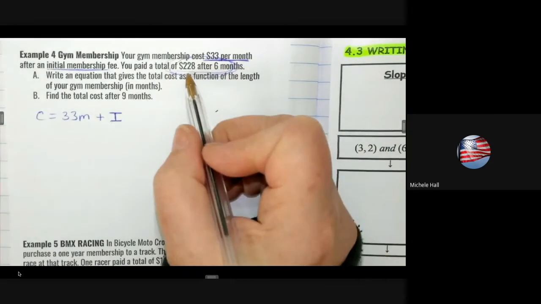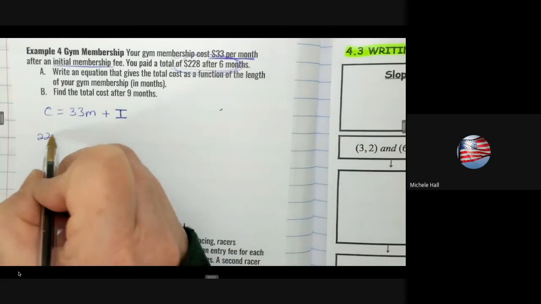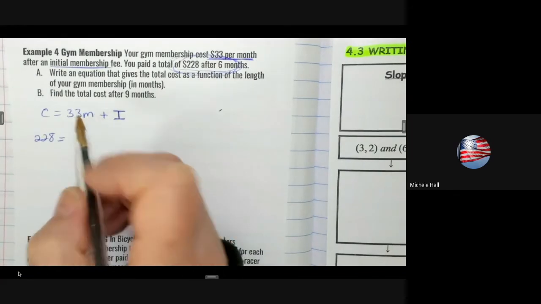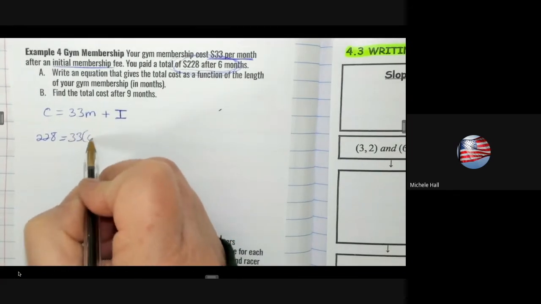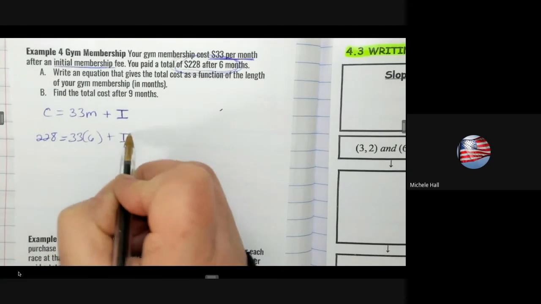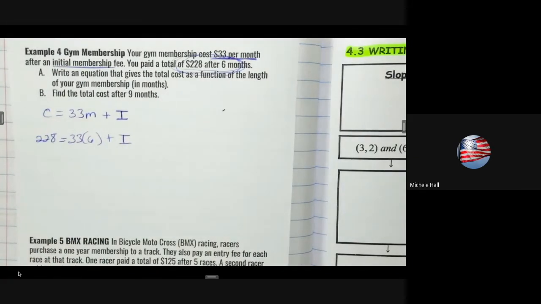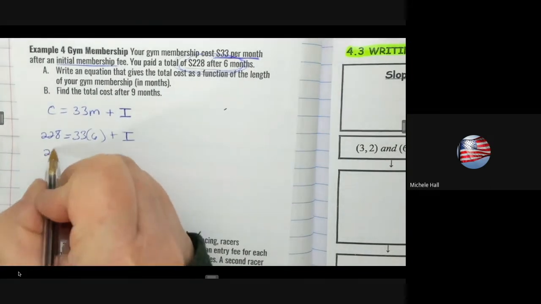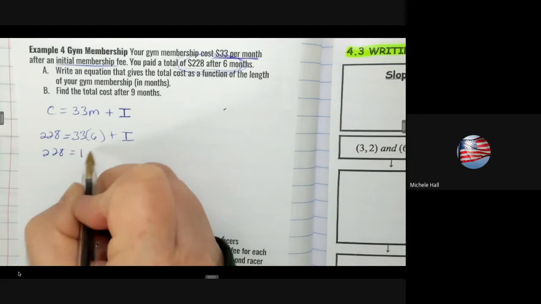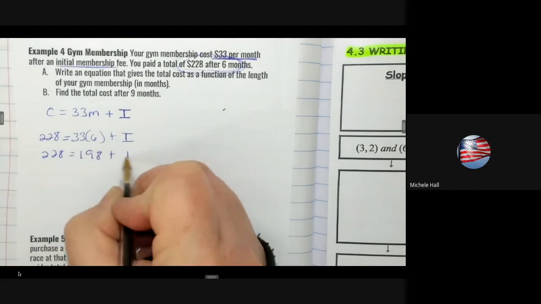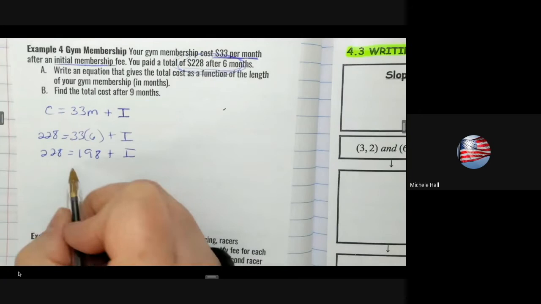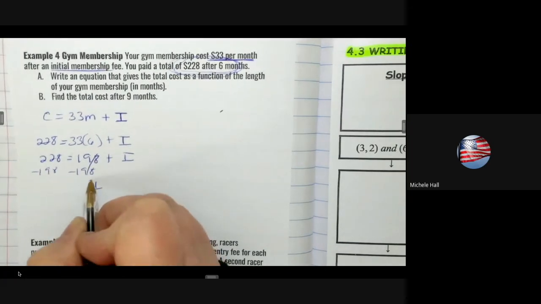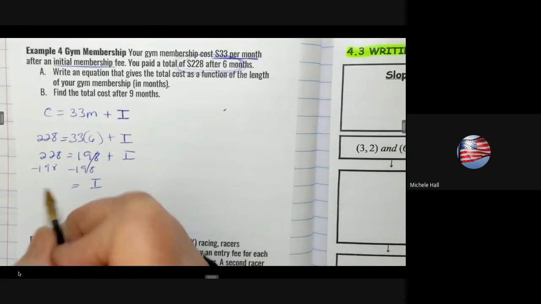So it cost me $228. The cost was $228, and it was a 6-month membership. So that's 33 times 6 months plus the initial fee. Now I have an equation that has one variable, and I can find out exactly what that initial fee was. So we get 228 equals 198 plus the initial fee. Subtract 198 from both sides. The initial fee then was $30.